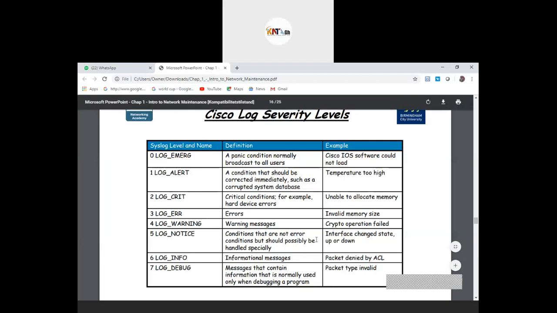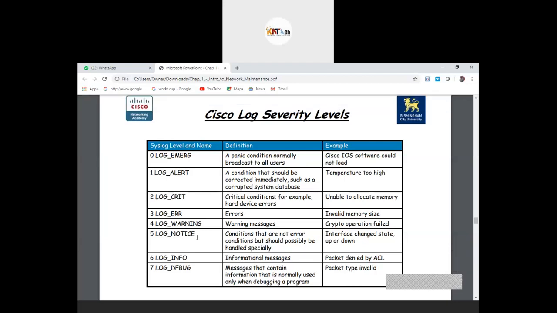And then interface change state to up and down. So the log notice gives you the conditions that are not error conditions but should possibly be handled especially. Interface change state to up or down. Now when you configure Cisco devices, whenever an interface is configured, given an IP address, or provided with all the securities, the VTY passwords, and others, you see that it says the interface, maybe FA0/1, changed state to up. It means that particular interface is ready to function.